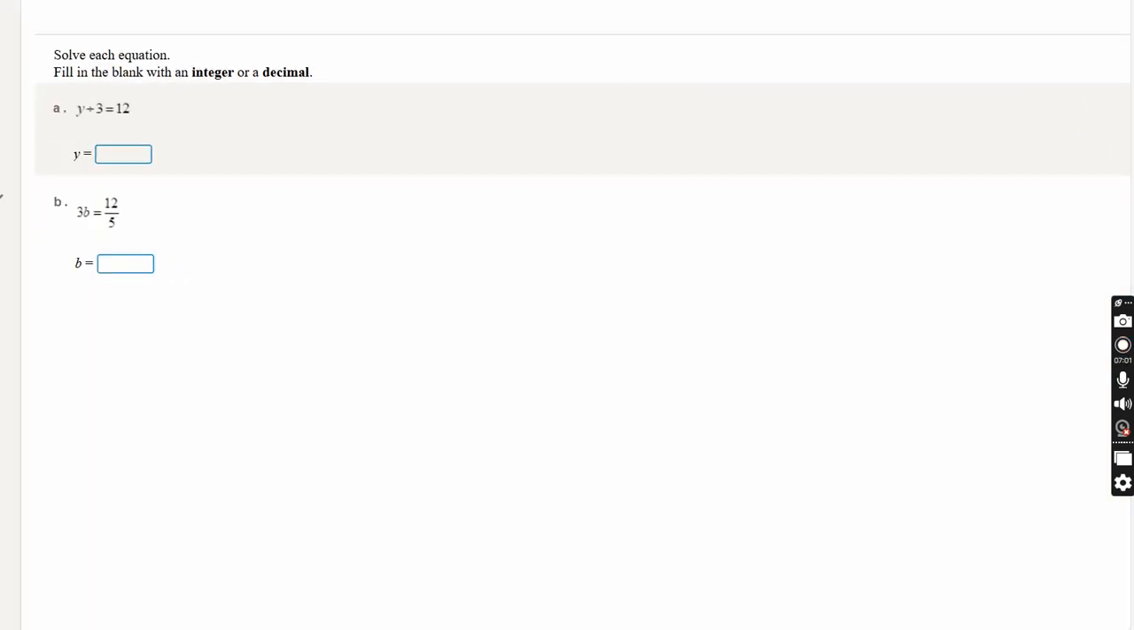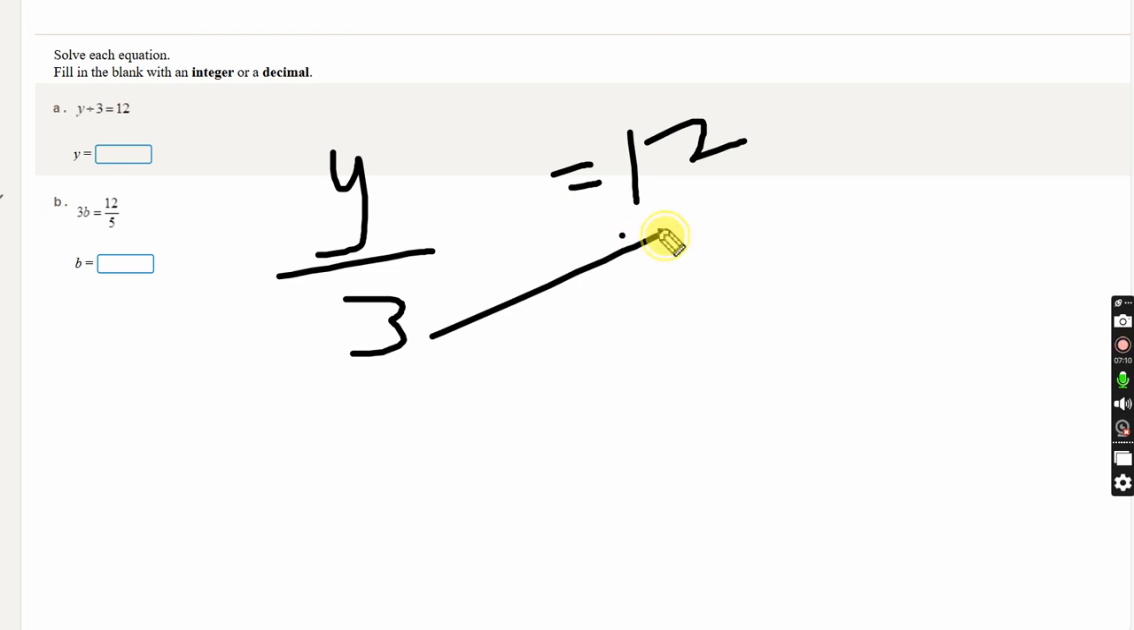Okay, now this one. Y divided by 3 is equal to 12. You take the 3 to the other side. Remember, it's division. When you take it to the other side, it becomes multiplication. So it becomes 12 times 3 is 36.